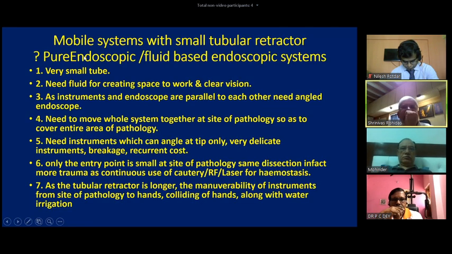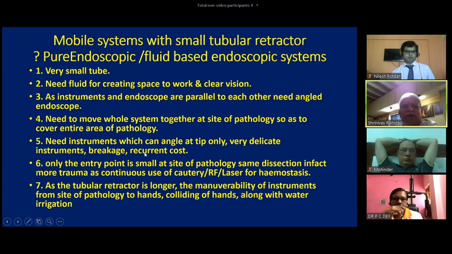Now there is another thing, the pure endoscopic, fluid-based endoscopic system. They use very small tubes. They need fluid for creating space to work and for clear vision. As instruments and the endoscope are parallel to each other, they need an angled endoscope. They cannot use a 0-degree endoscope. They need to move the whole system together at the site of the pathology so as to cover the entire area of the pathology.